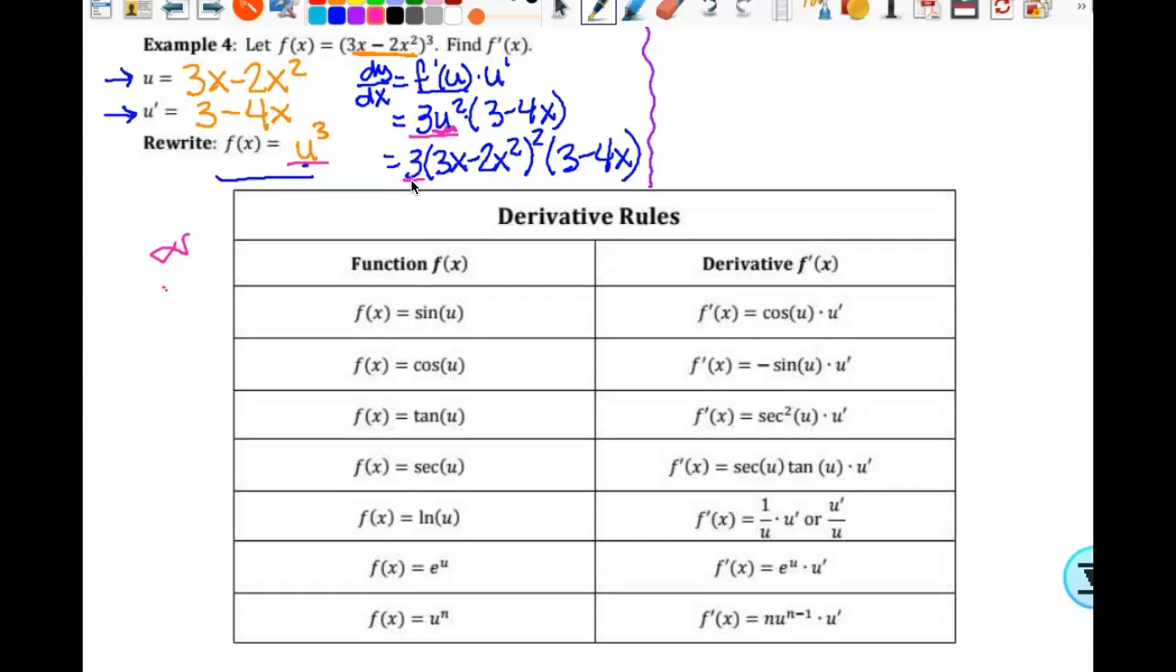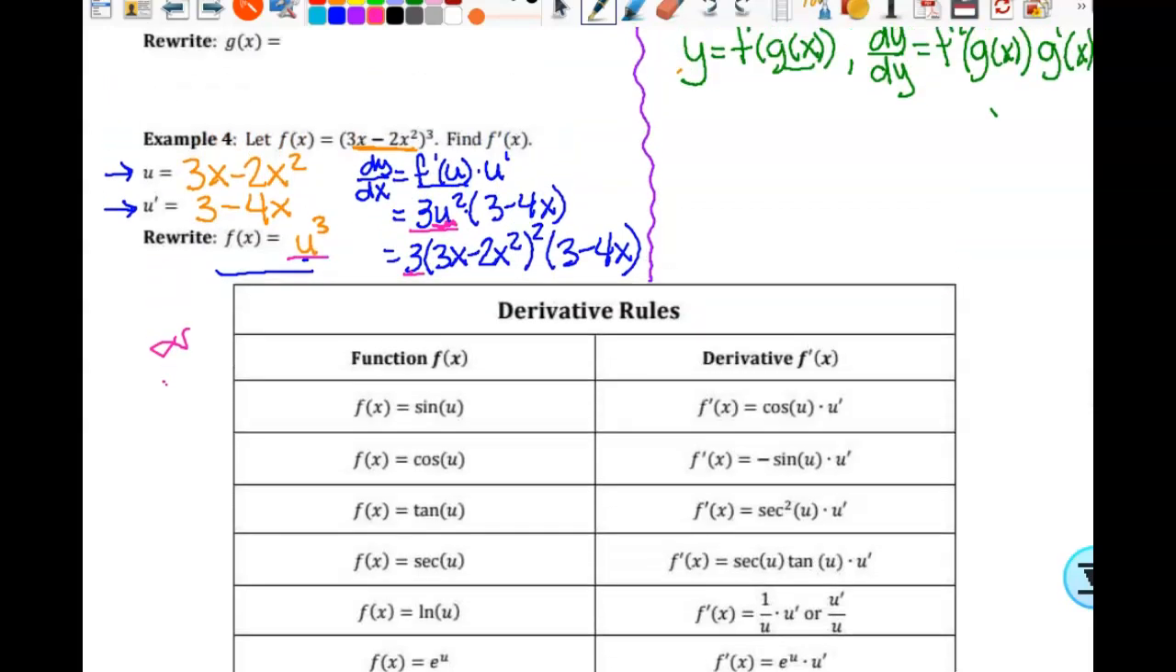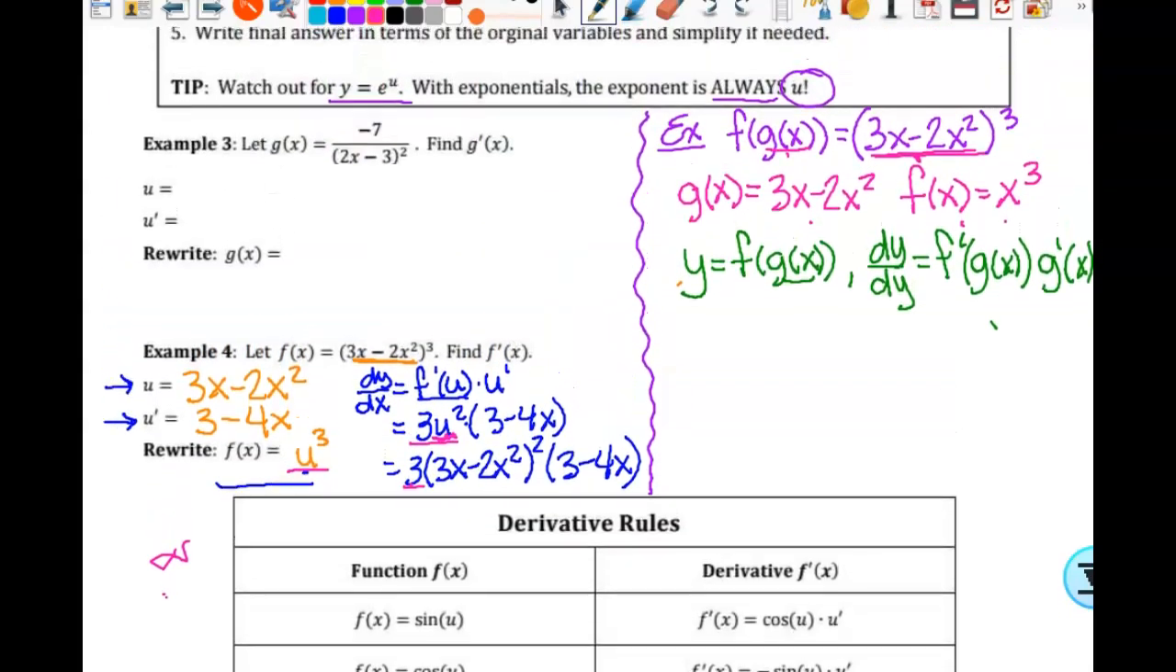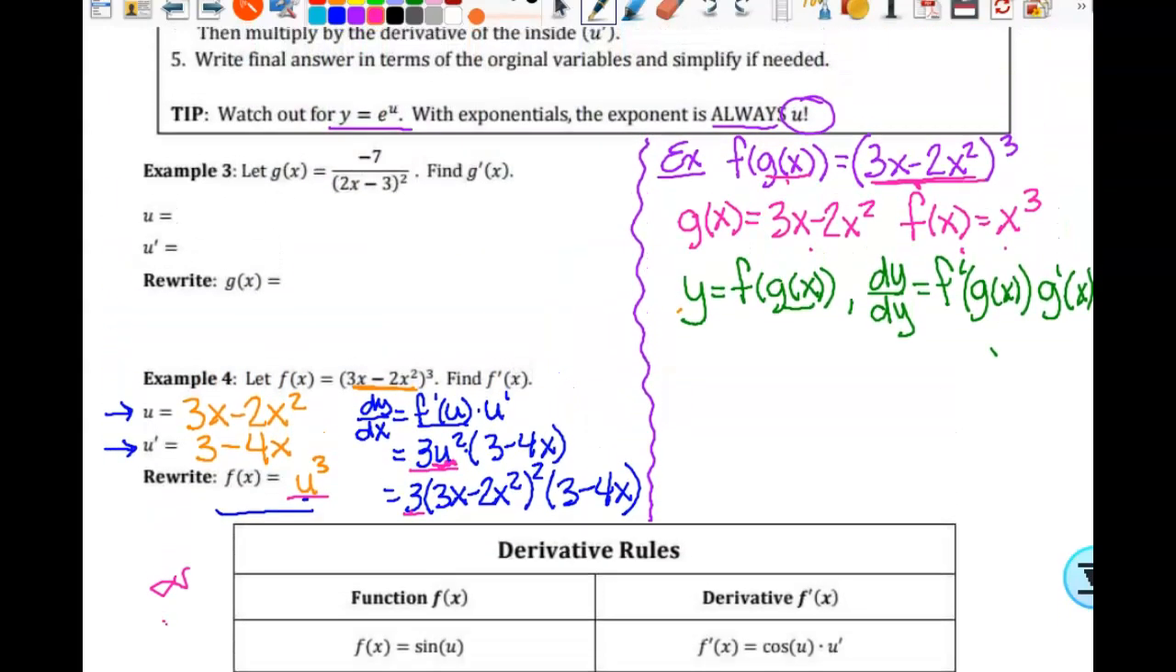It gets better, I promise. But this is another one of those things that takes some practice. So we're going to do the whole u thing again. We're going to do a couple without doing all that too, just to make sure that we understand what's going on here. Now, let's go back up to example 3.